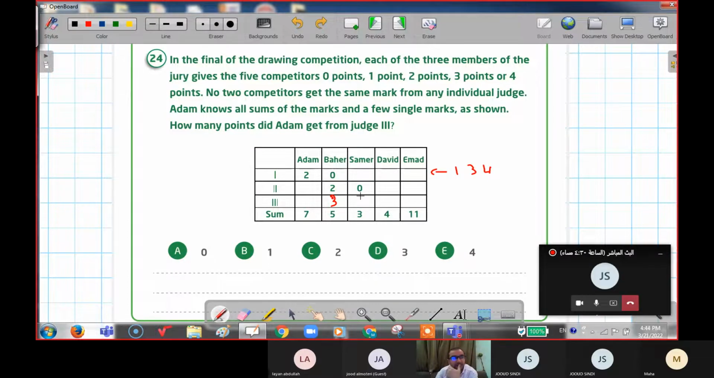Repeat this part. First one will take 1 because the first judge already gave 2. So this one must be what? Must be 1. So, 1 plus 0 now. 1. So I must now put here.